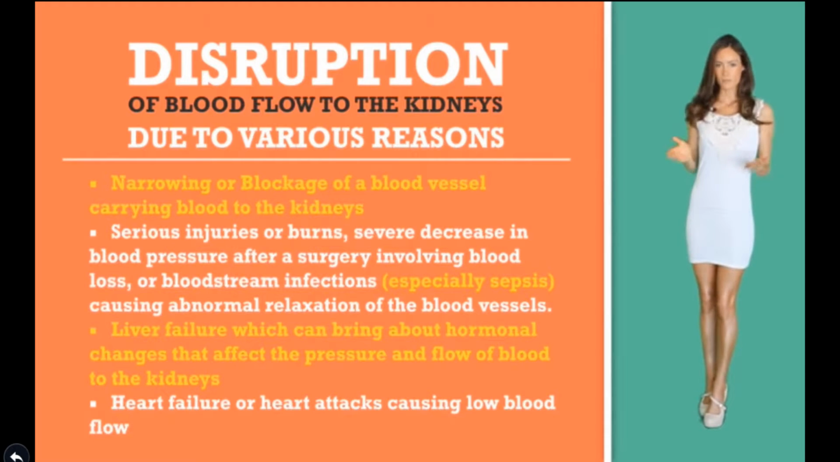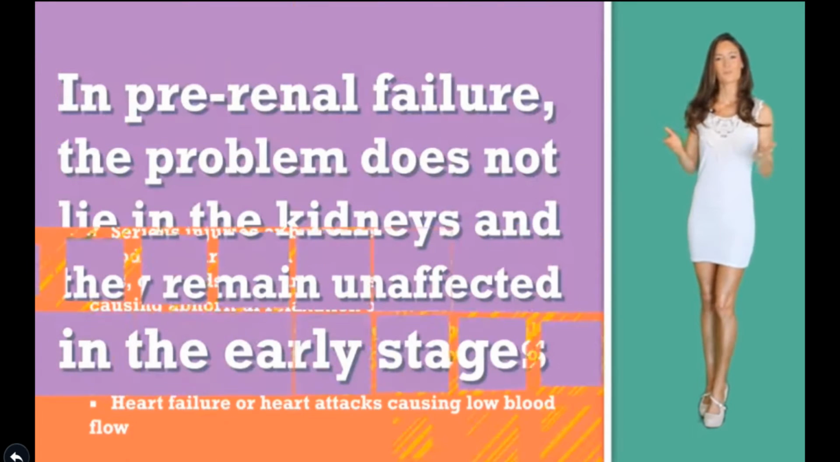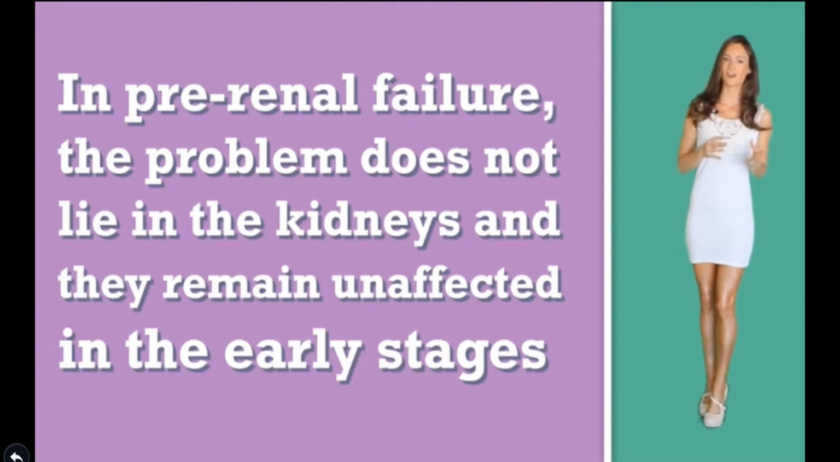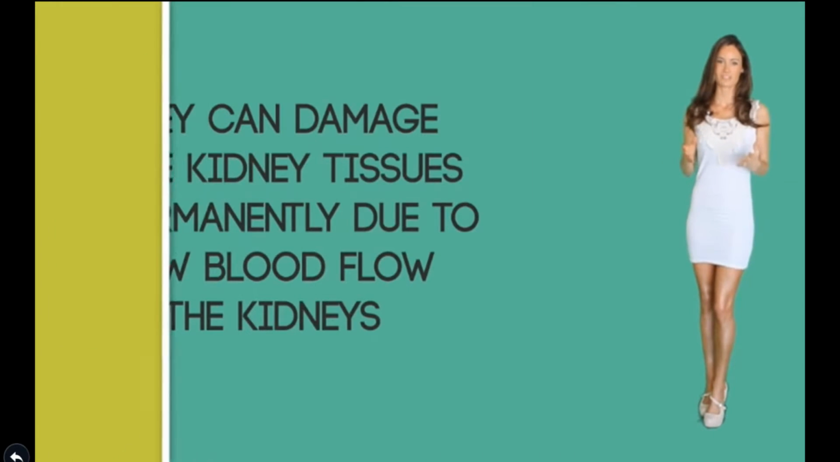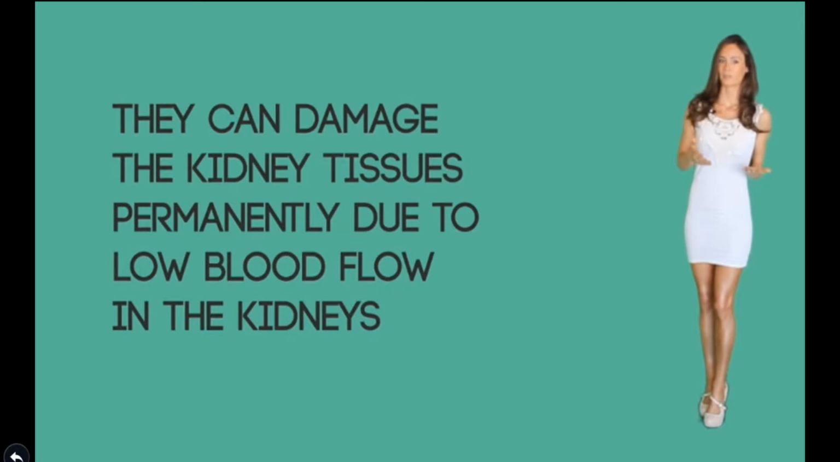the kidneys. Also, liver failure, which can bring about hormonal changes that affect the pressure and flow of blood to the kidneys, heart failure or heart attacks causing low blood flow. In pre-renal failure, the problem does not lie in the kidneys and they remain unaffected in the early stages. However, if the condition persists, they can damage the kidney tissue permanently due to low blood flow in the kidneys.